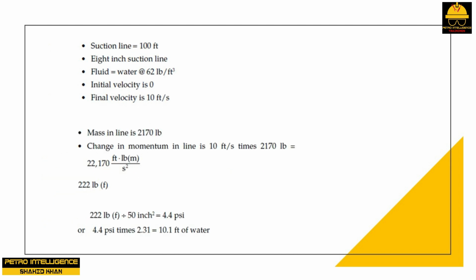The area of the 8-inch suction line is 50 square inches. Therefore, the starting pressure loss is 222 pounds force divided by 50 square inches, which equals 4.4 psi. 4.4 psi times 2.31 is equal to 10.1 feet of water.